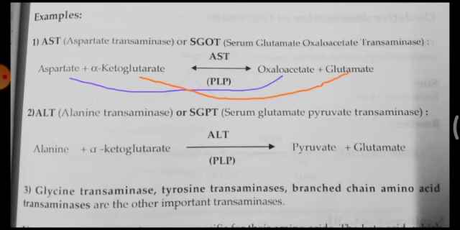This reaction takes place in the presence of aspartate transaminase, AST, in the presence of the coenzyme pyridoxal phosphate. Similarly, you can see one more example, alanine transaminase, which is also called SGPT. Alanine plus alpha-ketoglutarate is converted to pyruvate and glutamate. Alanine, which is an amino group containing compound, loses the NH2 group and is converted to pyruvate, and the NH2 group is taken by alpha-ketoglutarate, which is converted to glutamate by this process.